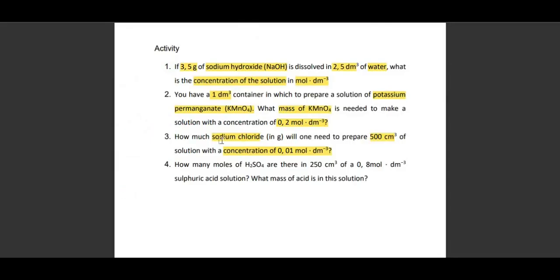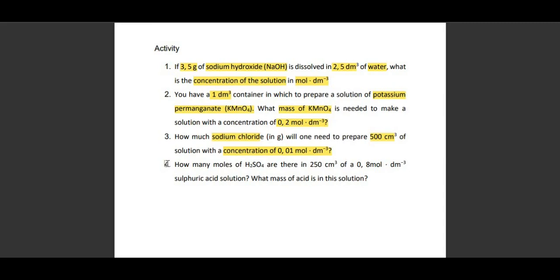So you will say, in order to prepare a solution with a volume of 500 cubic centimeters, and for that solution to have this concentration, I will need to add, how much, we find 0.29 grams of sodium chloride.